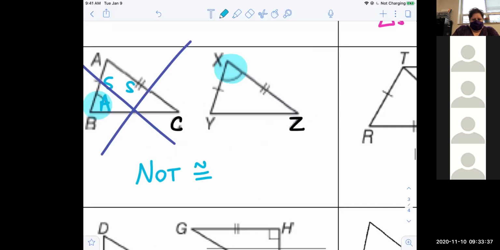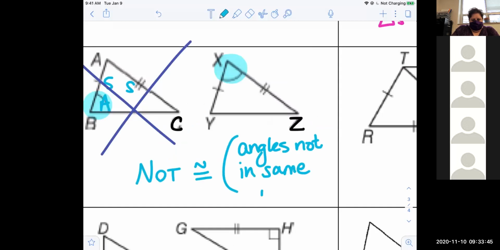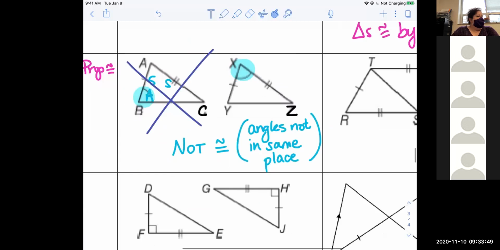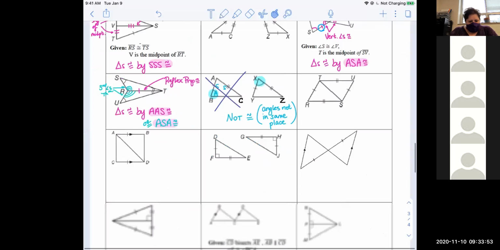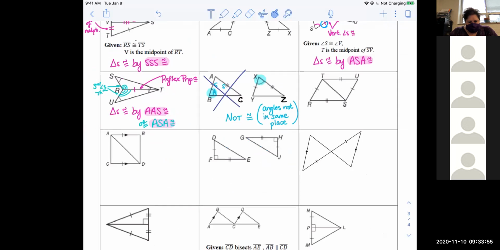Okay, the angle's in the wrong position. Not in the same place. So just be careful when you're matching things up that the angles and the sides you're looking at are in the same place. Okay, how about one with parallel?